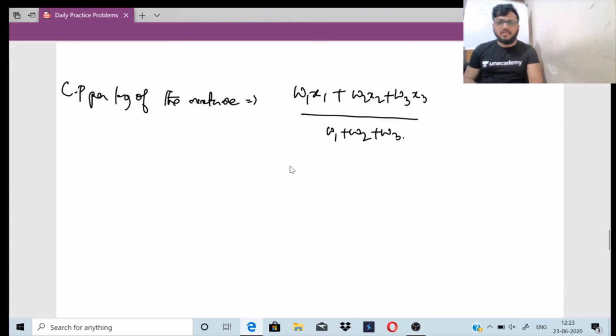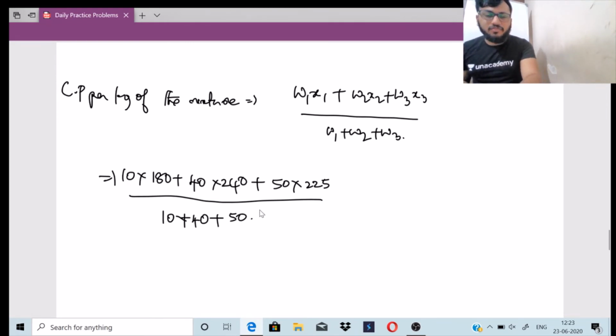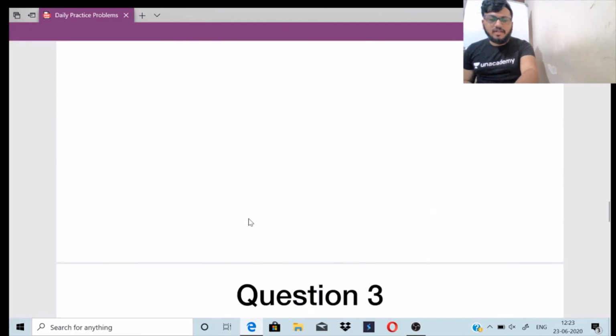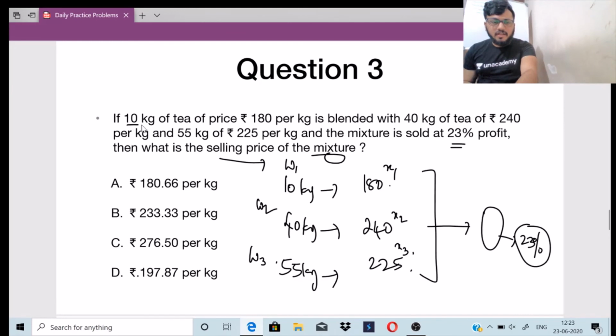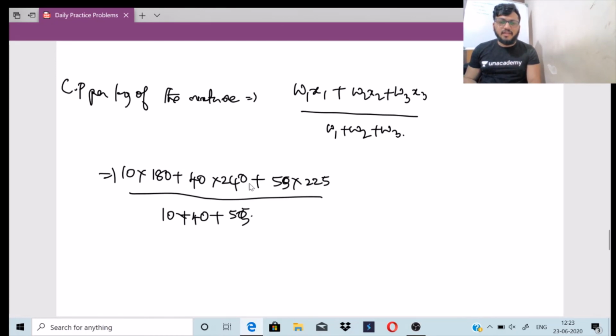The profit is 23%. So let us find here, right? Let us include the formula. So the first one is 10 kgs into 180 rupees. The next one is 40 kgs into 240 rupees. And the last one is 55 kgs into 225 rupees, right? Divided by 10 plus 40 plus 55. Sorry, 55, I'm sorry here, right? So 10, 40 and 55, 180, 240 and 225.